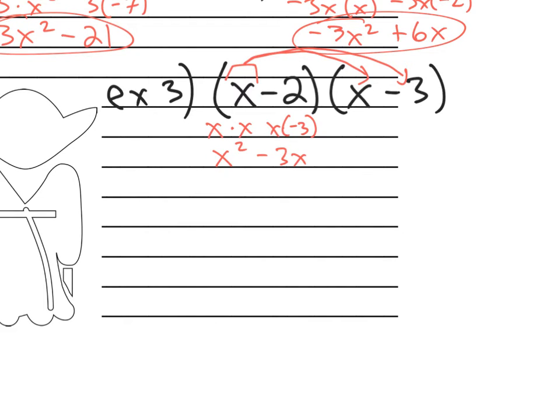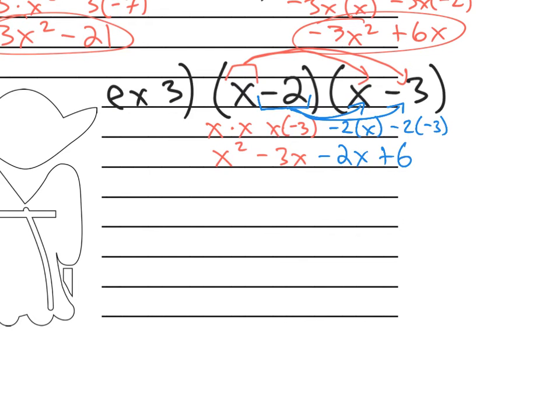Next, we've already used all of these distributions. We still have negative 2 to do. So I'm going to use a different color. And it helps maybe to put the distributions underneath so you don't get confused. So negative 2 times x. What does that equal? Good. Negative 2x. And the last distribution is negative 2 times negative 3. Very good. So positive 6 there.